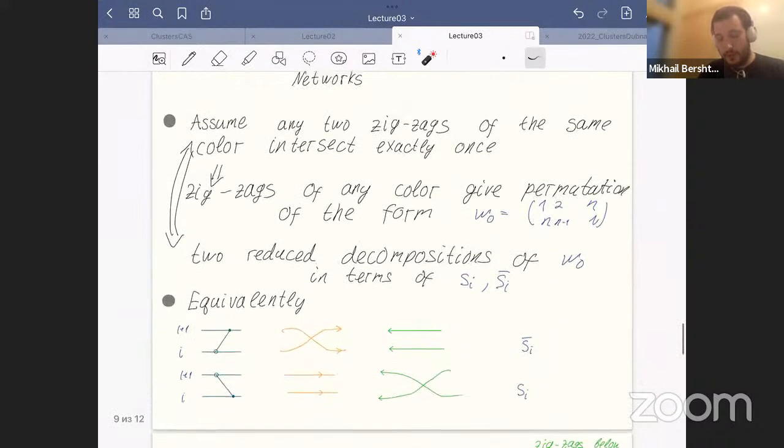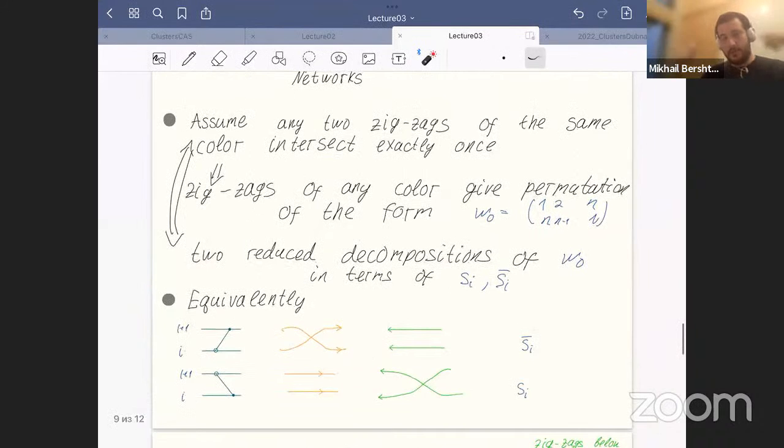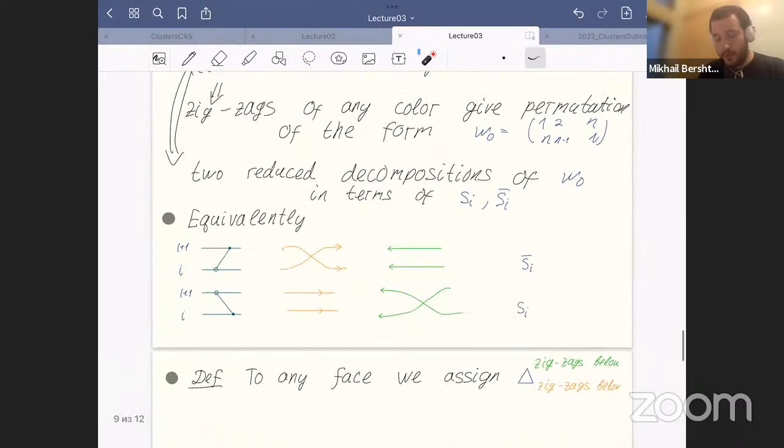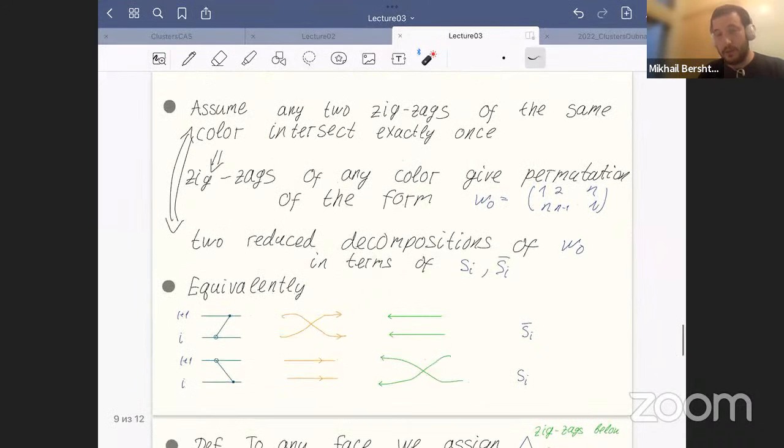Okay, and now, so this is not all of the combinatorial stuff which we need, but now we can more or less return to our original problem, and see how all this is related to totally positive matrices.